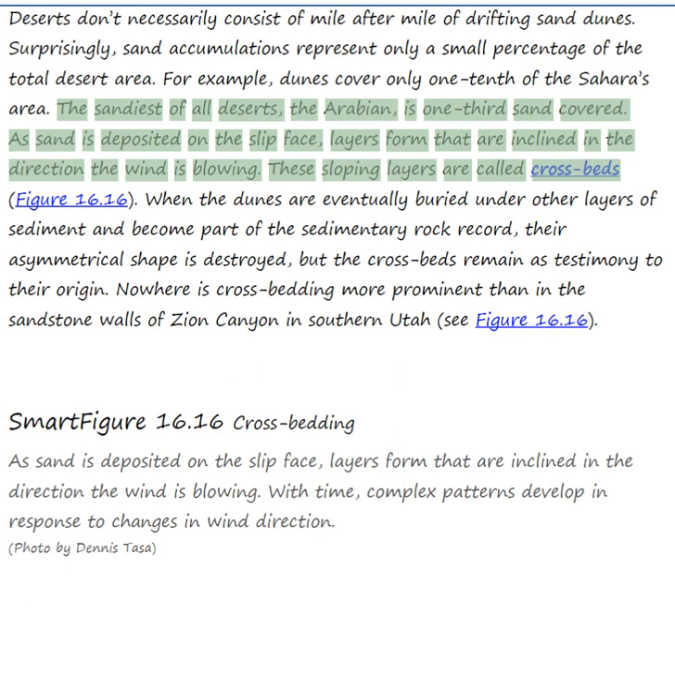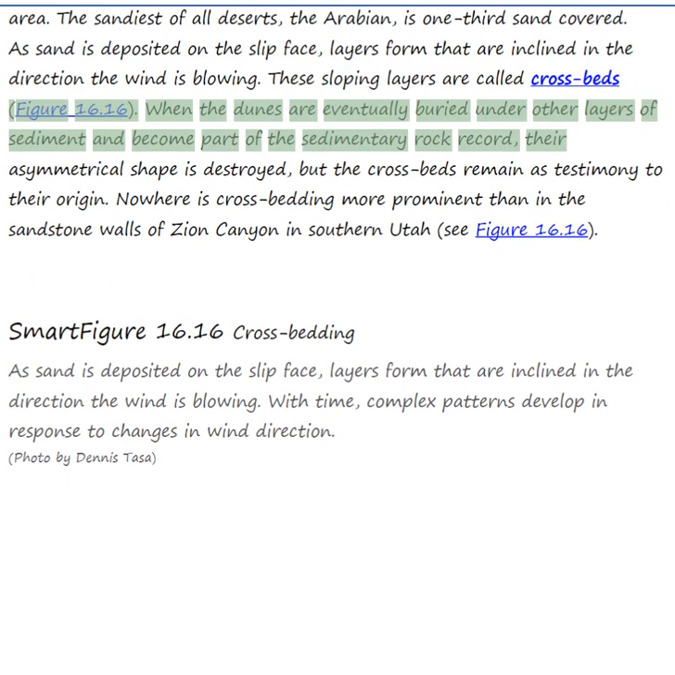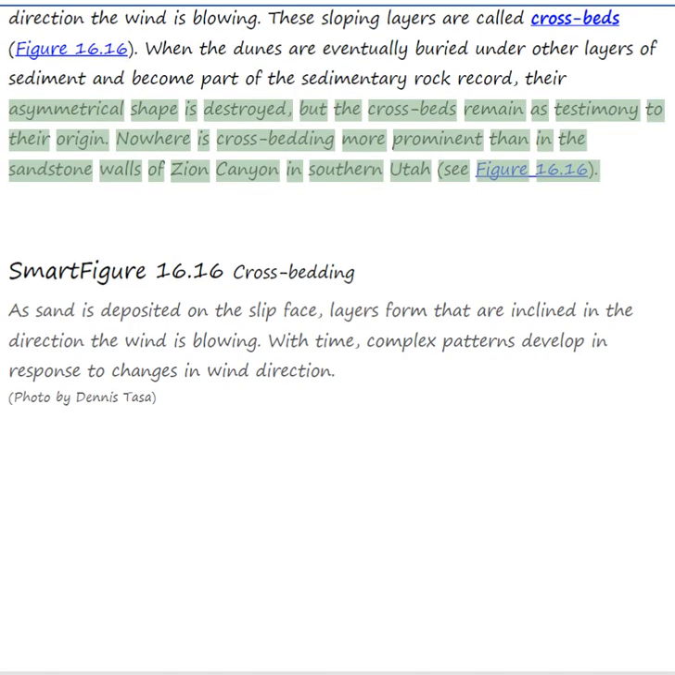As sand is deposited on the slip face, layers form that are inclined in the direction the wind is blowing. These sloping layers are called crossbeds. When the dunes are eventually buried under other layers of sediment and become part of the sedimentary rock record, their asymmetrical shape is destroyed, but the crossbeds remain as testimony to their origin. Nowhere is crossbedding more prominent than in the sandstone walls of Zion Canyon in southern Utah.